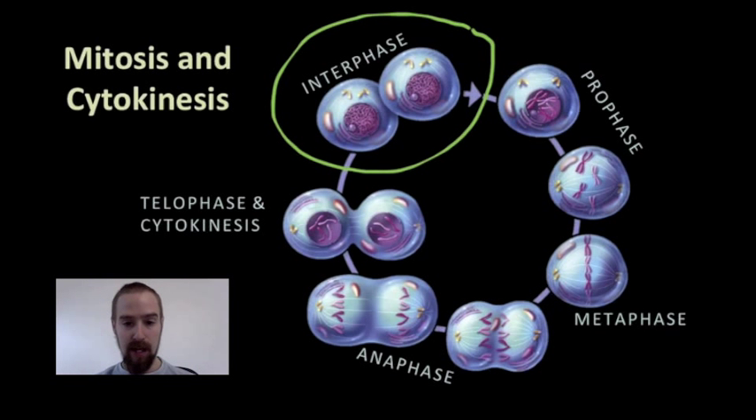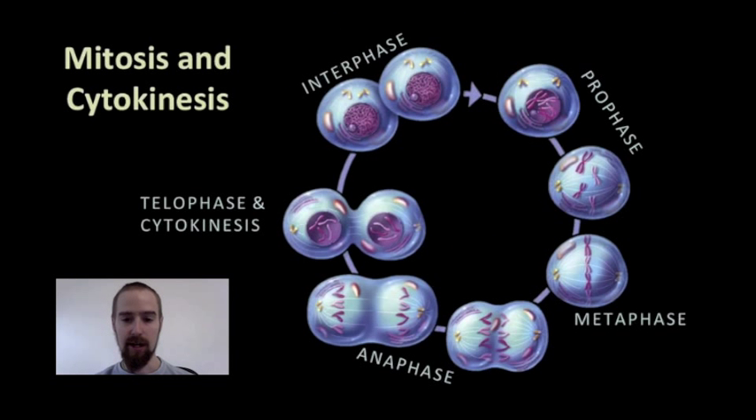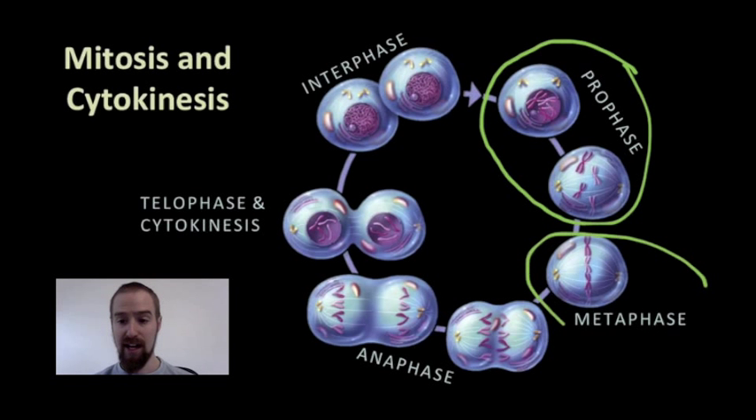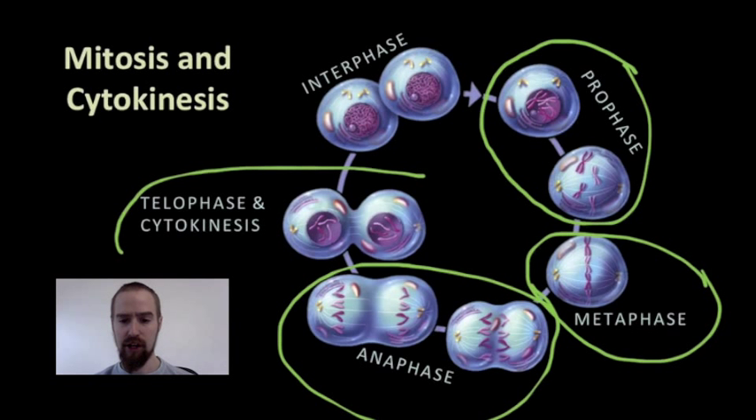Interphase, you may recall, is the period in which the cell grows, makes copies of its organelles and its DNA, and generally prepares for division. Interphase is also the longest phase of the cell cycle by far, which isn't really clear from this particular figure. Prophase is the first phase of mitosis, followed by metaphase, anaphase, then telophase and cytokinesis, which often occur at the same time during the cell cycle.